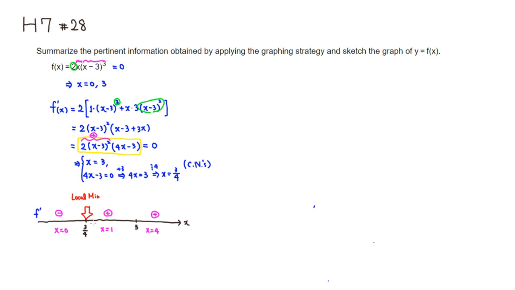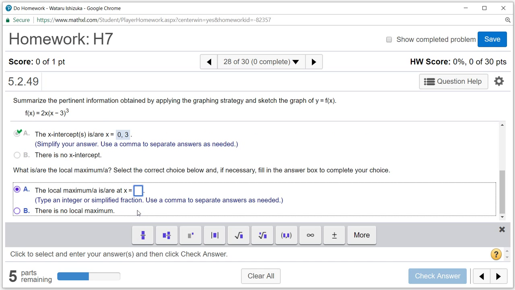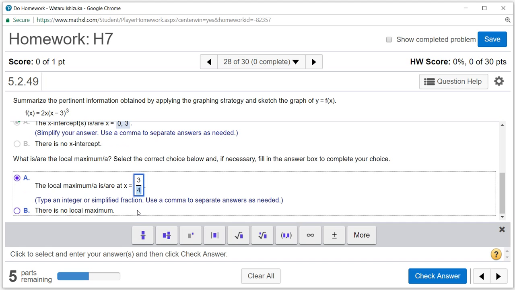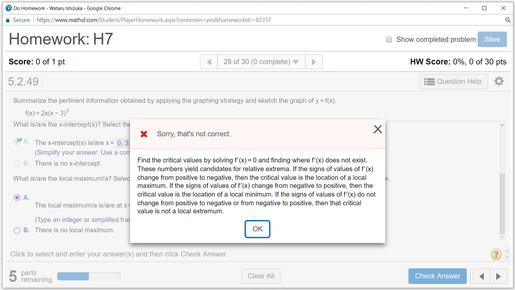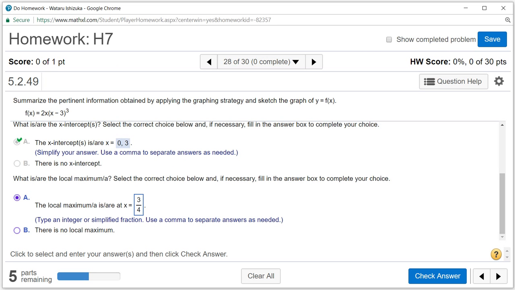All right, so let's type it in here. And here x equals 3/4. Let's check the answer. Critical value, and did I mess up the value here? Not sure. All right, hold on a sec, please. I just didn't read the question. They're asking for a local maximum.